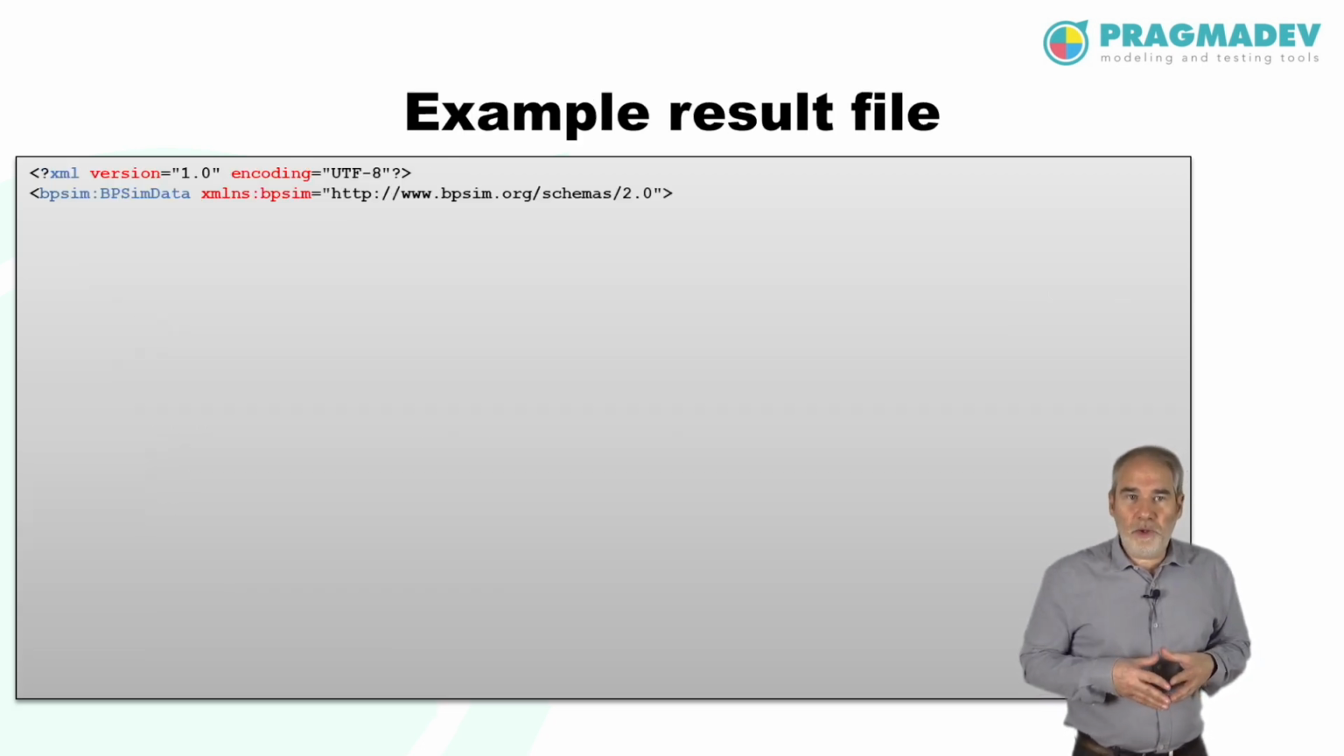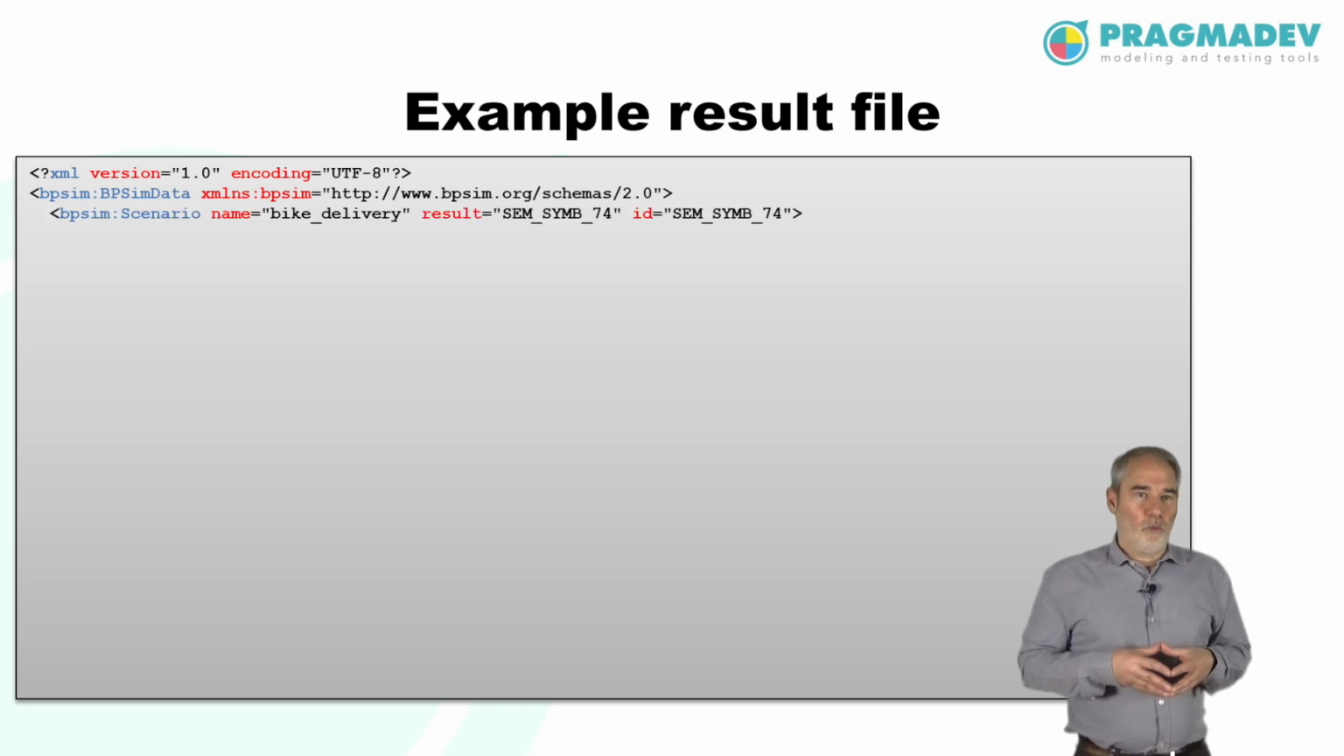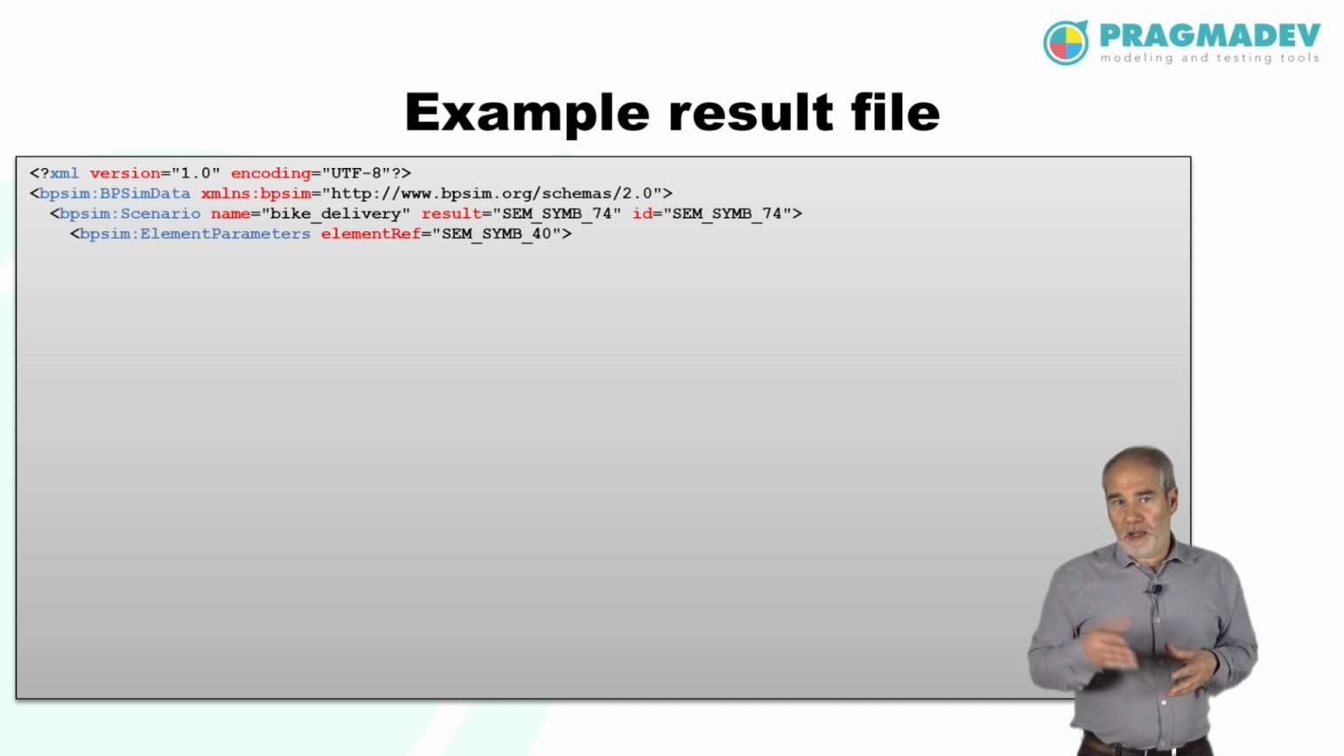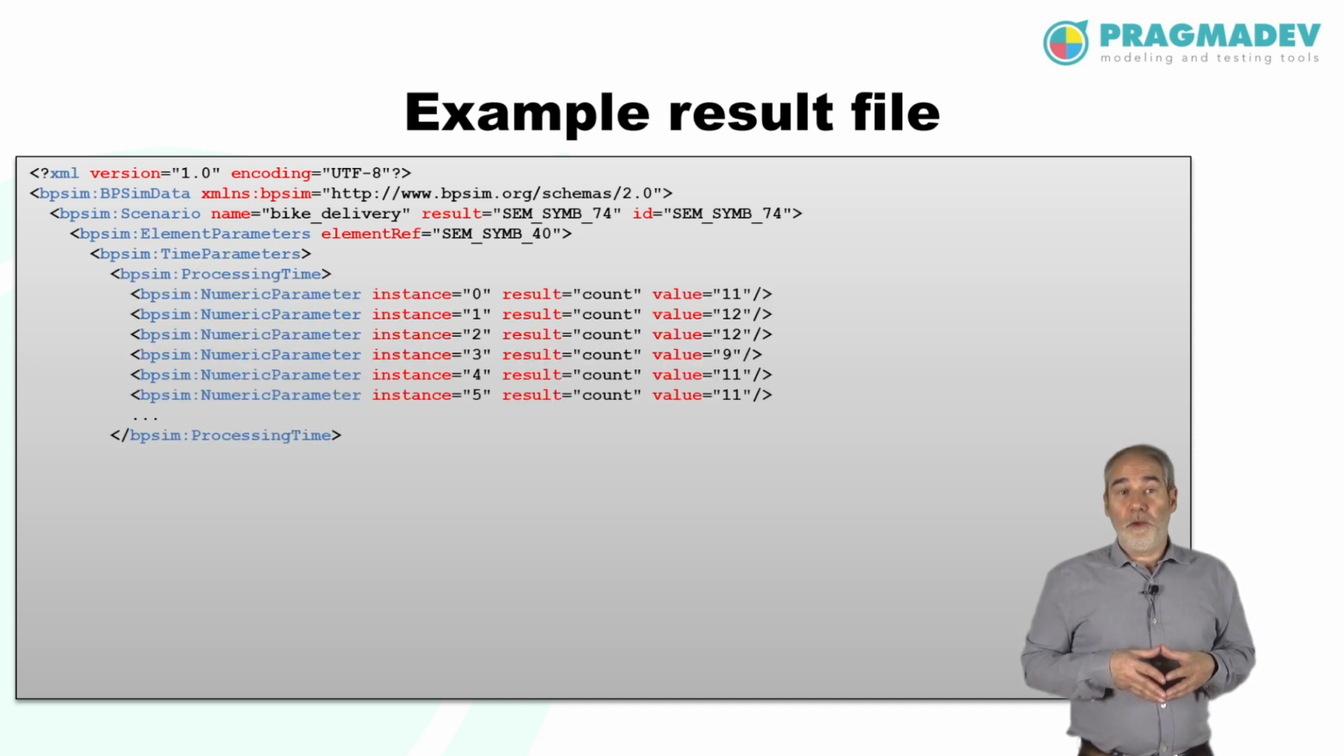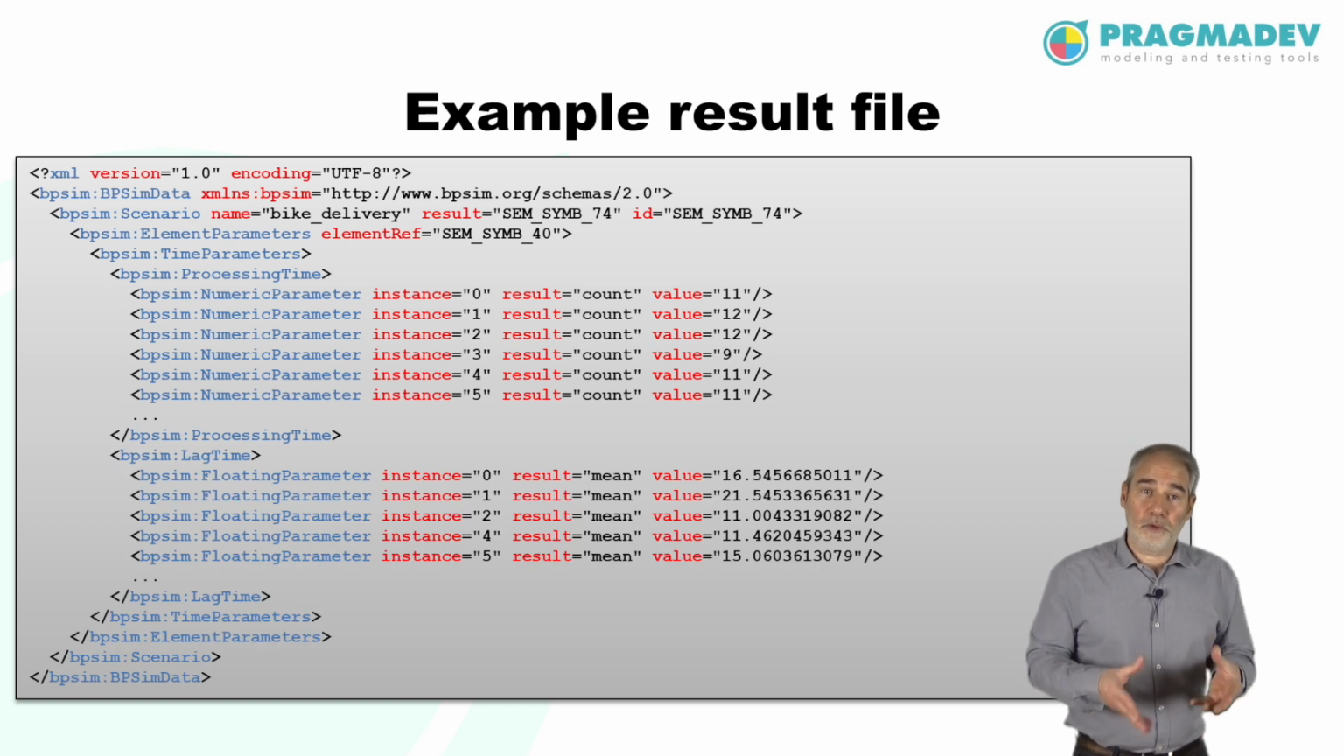Here is now an example of a BPSim result file. One can recognize the scenario named bike delivery. The results are for the SIM40 element. First, the processing time for each replication, then the lag time for each replication.